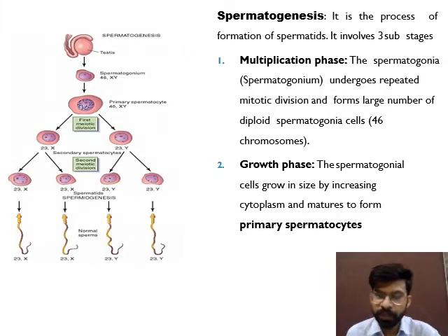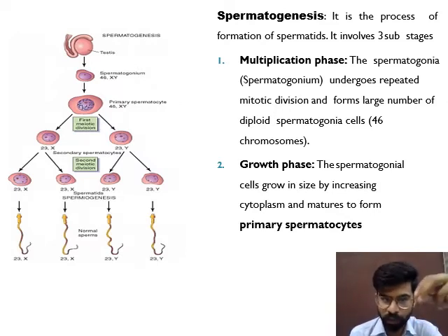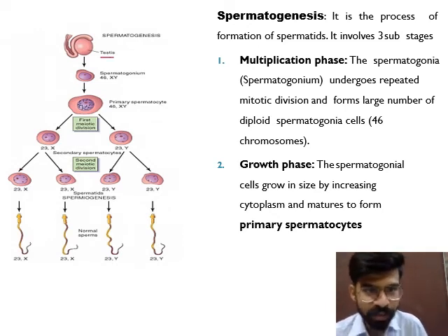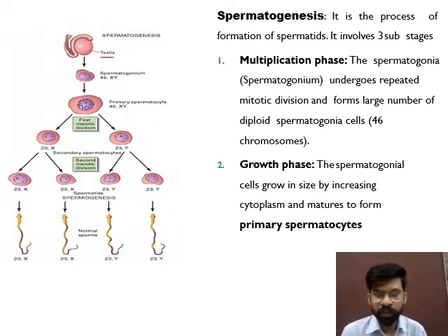This is the complete process of spermatogenesis. Spermatogenesis, you can say, is divided into three main substages. First is multiplication and second is growth phase. You can see here spermatogenesis is explained in flowchart form also. This is the testis, and in testis spermatogonium is present. Spermatogonium is the cell that will lead to formation of sperm, and spermatogonium will change into the primary spermatocyte.